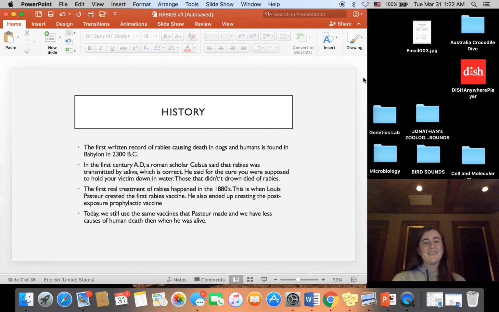And then the first real treatment of rabies happened in the 1880s when a man named Louis Pasteur created the first rabies vaccine. He also created the post-exposure prophylactic vaccine. And today, we still use those because they worked, and they have helped solve so many cases of rabies.